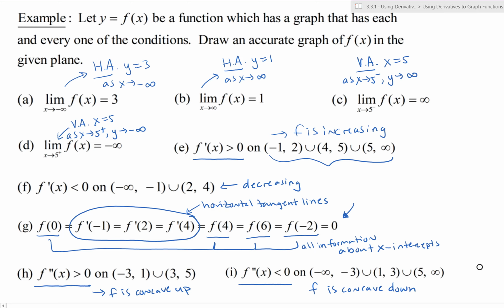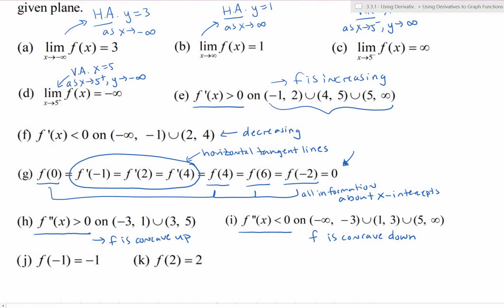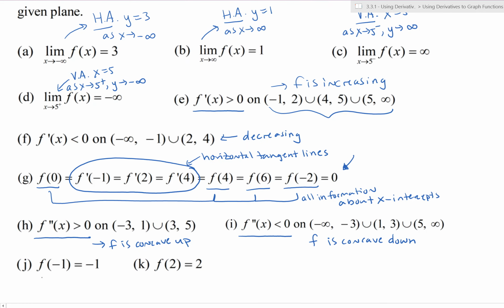So we got a whole bunch of stuff here: vertical asymptotes, horizontal asymptotes, intervals of increasing and decreasing, the horizontal intercept locations, locations of horizontal tangent lines, and also intervals of concavity. And then finally, there's some random conditions. The value of the function at negative 1 is negative 1, and the value of the function at 2 is 2. So these are just random points, right? Negative 1, negative 1 has to be on the graph, and 2, 2 also has to be on the graph.